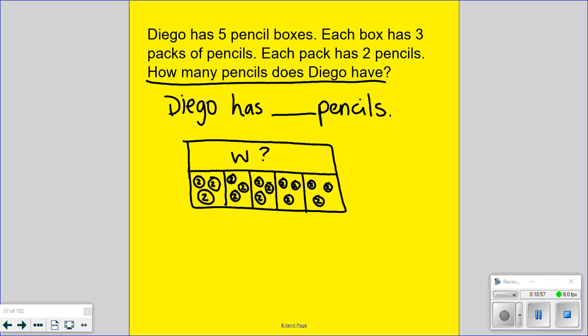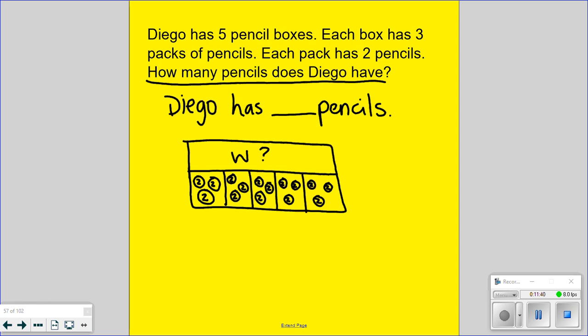So now we need to make an equation. This is where it gets tricky. Let's start with my pencil boxes. Are my pencil boxes groups? Are they just adding to something? Are we taking away something? What's happening with my pencil boxes? Zach? There's how many groups of pencil boxes? Pencil boxes. Look at your problem.